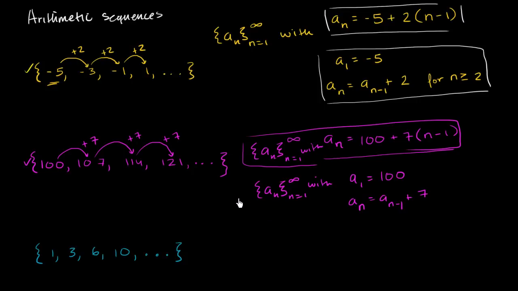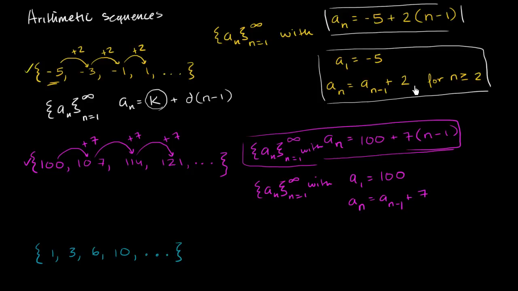So in general, if you wanted a generalizable way to spot or define an arithmetic sequence, you could say an arithmetic sequence is going to be of the form a sub n, if we're talking about an infinite one, from n equals 1 to infinity. If you wanted to define it explicitly, you could say a sub n is equal to some constant, which would essentially be the first term, plus some number that you're incrementing, or I guess this could be a negative number, or decrementing by, times n minus 1. So this is one way to define an arithmetic sequence.